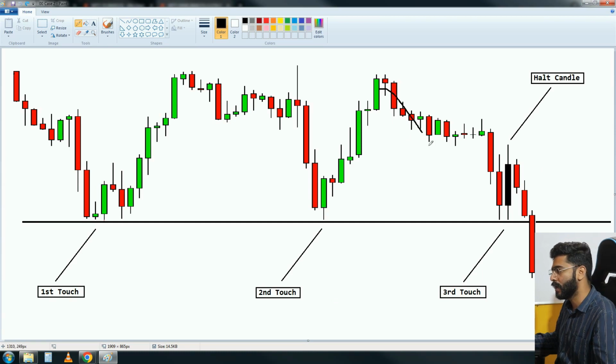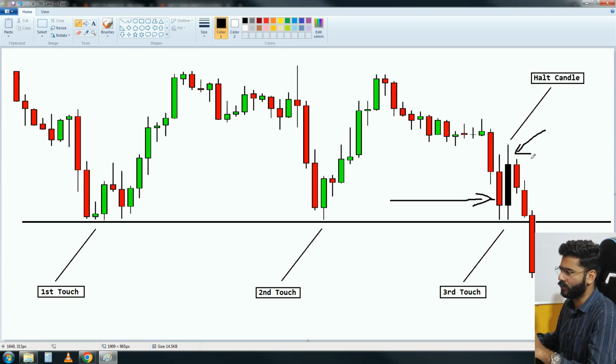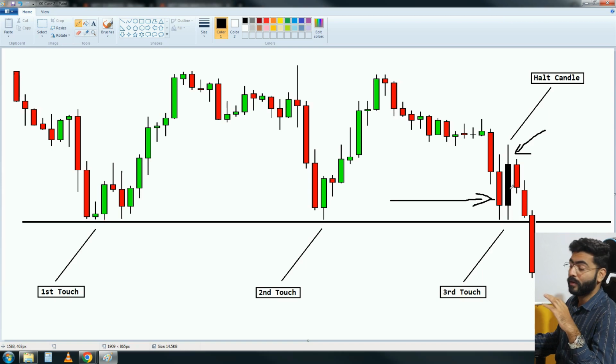So what happened? Market comes and falls here. This red candle is the third touch candle. So what are the two rules? First, wait for the third touch candle to form, and second, there should be at least one halt candle. So if you see, this is a black color. Again, it could be green, it could be red. Technically here it should be green, but just try to understand what I'm trying to say. It could be green, it could be red. Don't worry about it. It should be a halt.